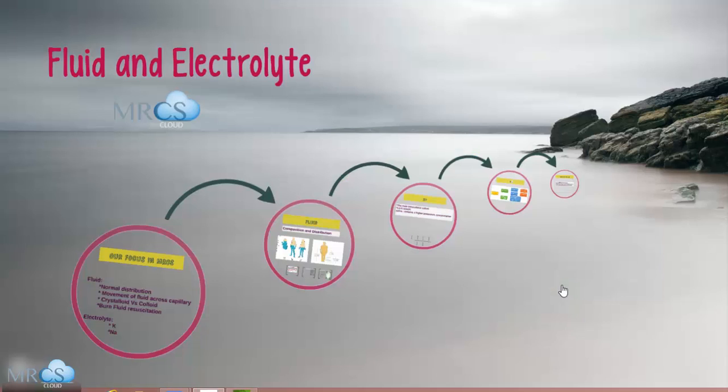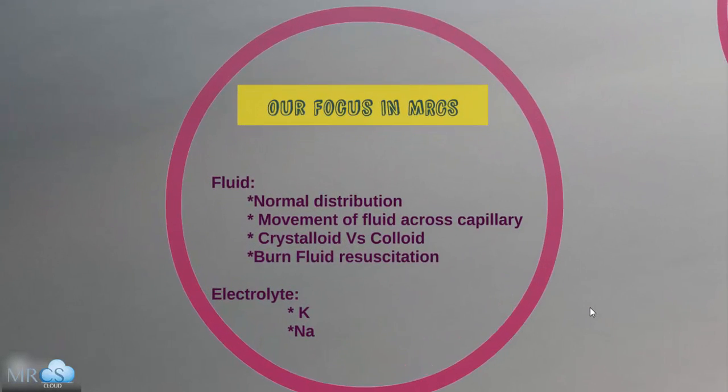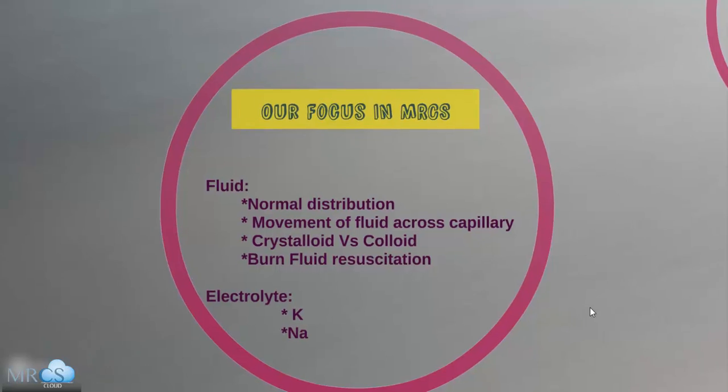Welcome everyone. We'll talk today about fluid and electrolyte from the MRCS point of view. We will focus on fluid and electrolyte. In the fluid section we will talk about normal distribution of the fluid, movement of the fluid across the capillary, crystalloid versus colloid, and burn fluid resuscitation. And in electrolyte, we'll talk about potassium and sodium.